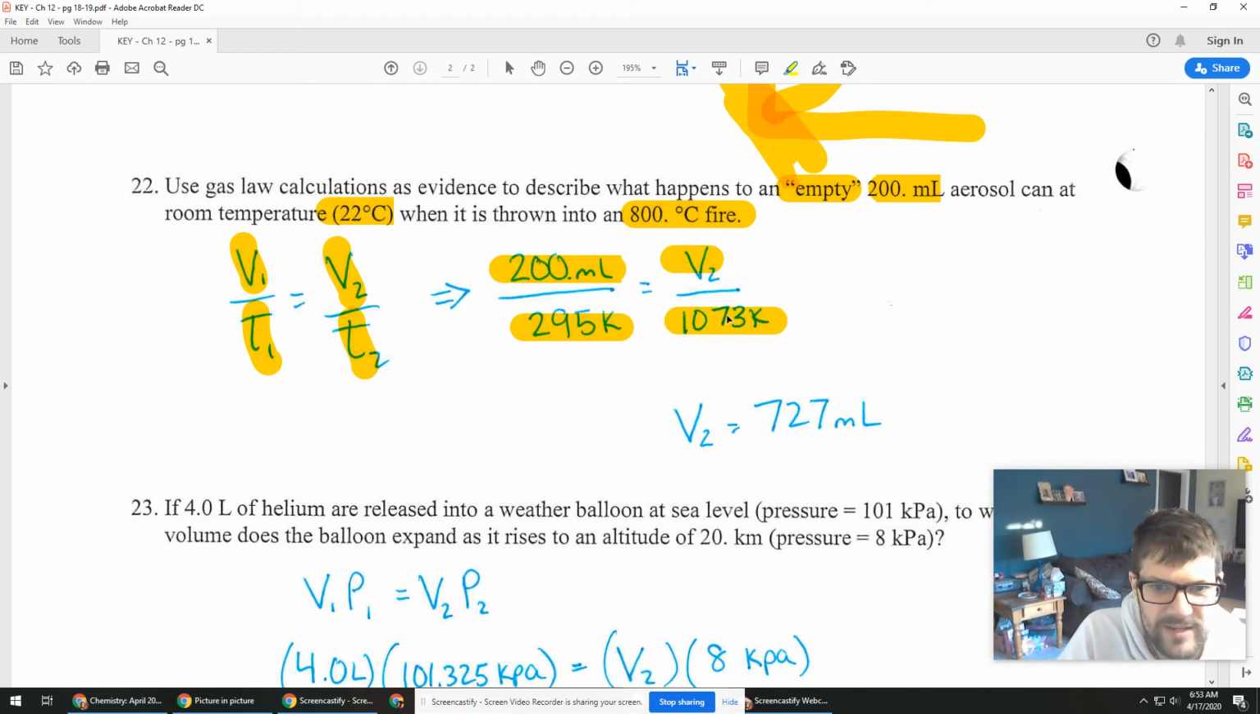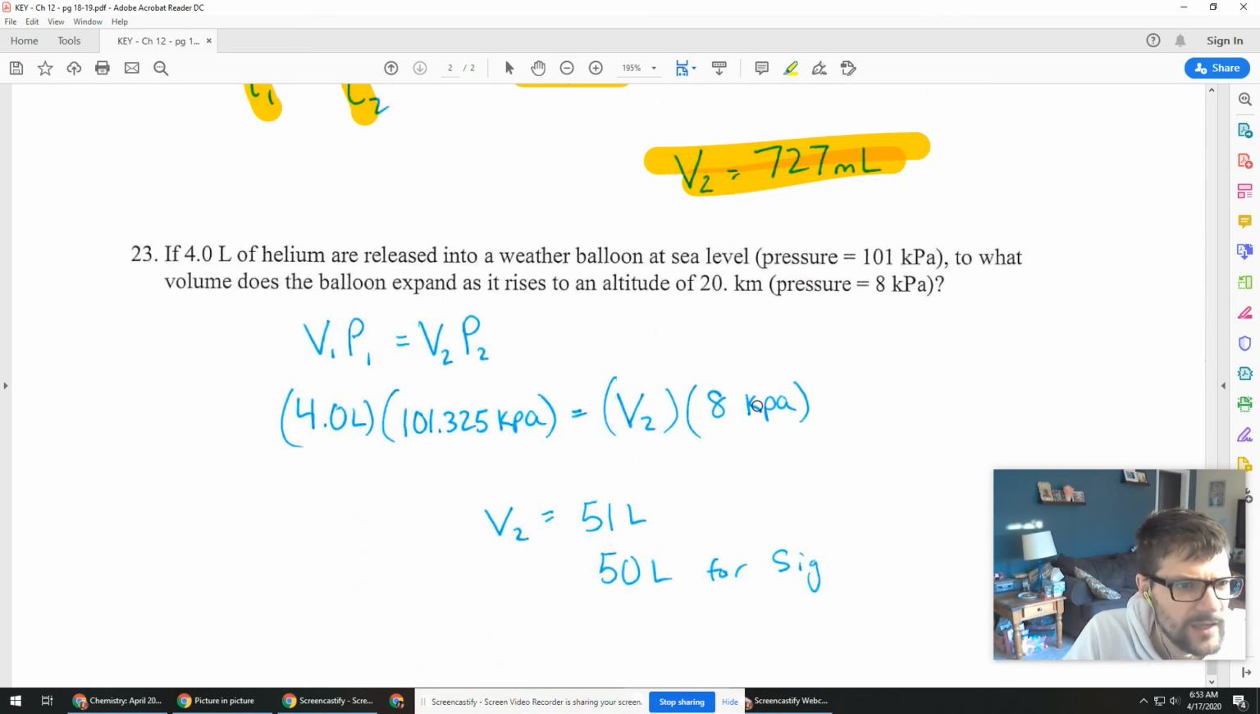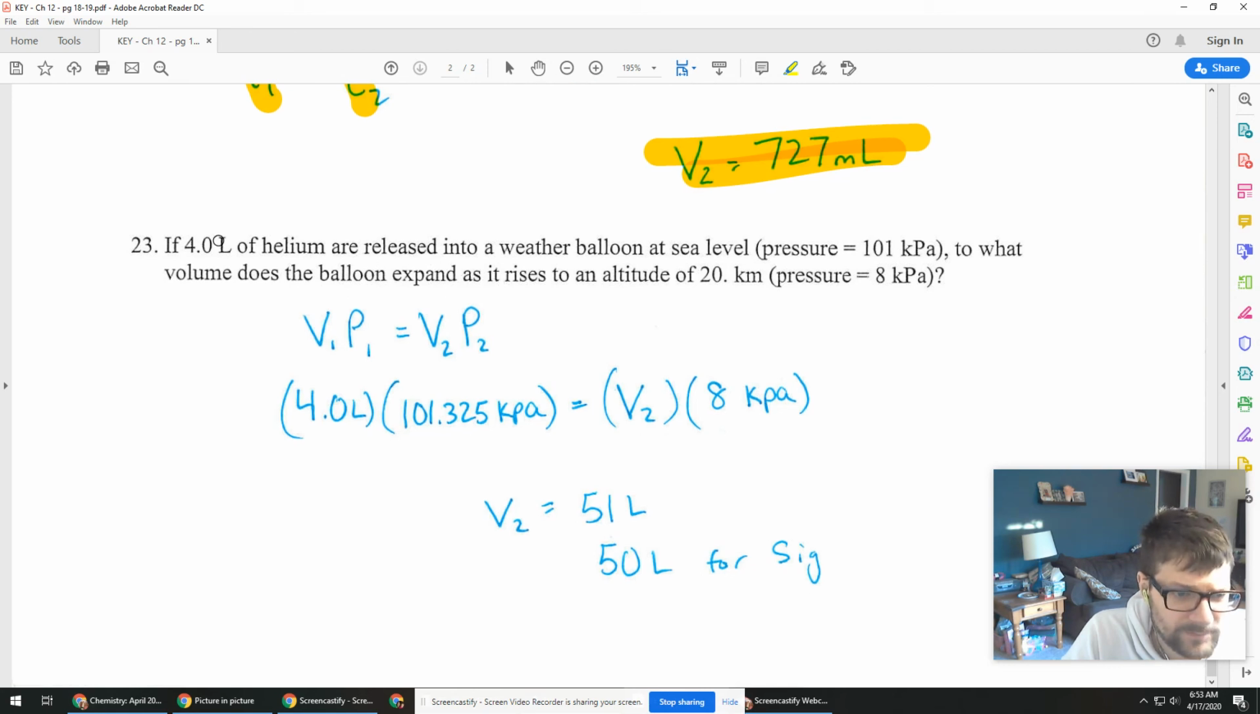Notice that both of my temperatures don't match what's in the problem. That's because I've converted them to Kelvin by adding 273. Cross multiply, solve for V, and you'll get 727. And the very last problem here, we've got a volume and we've got a pressure, right? It's a balloon that's released at sea level where the pressure is 1 atmosphere. And then it's going to rise up into the atmosphere.